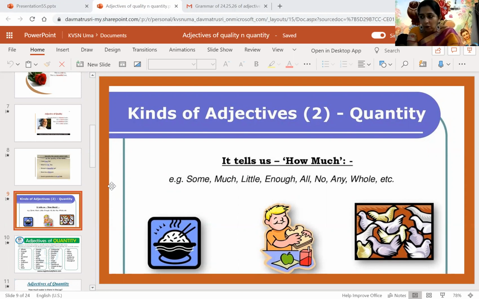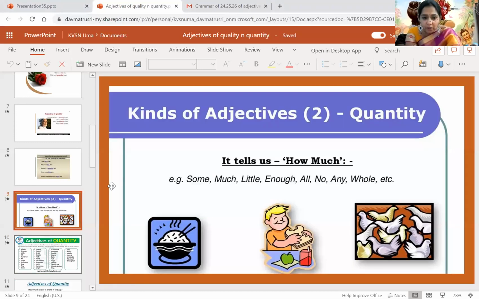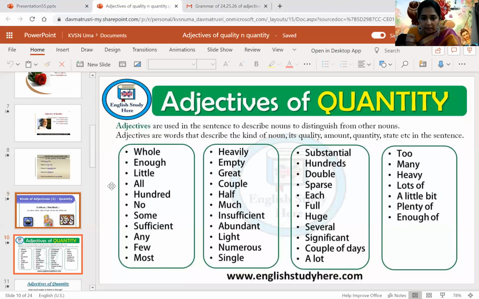Okay. I want all these chocolates. I don't know the number of chocolates, but I want all these chocolates. Then, I have no money with me means nothing, right? Any, whole, these all come under adjectives of quantity. And you have some other words, children, here.